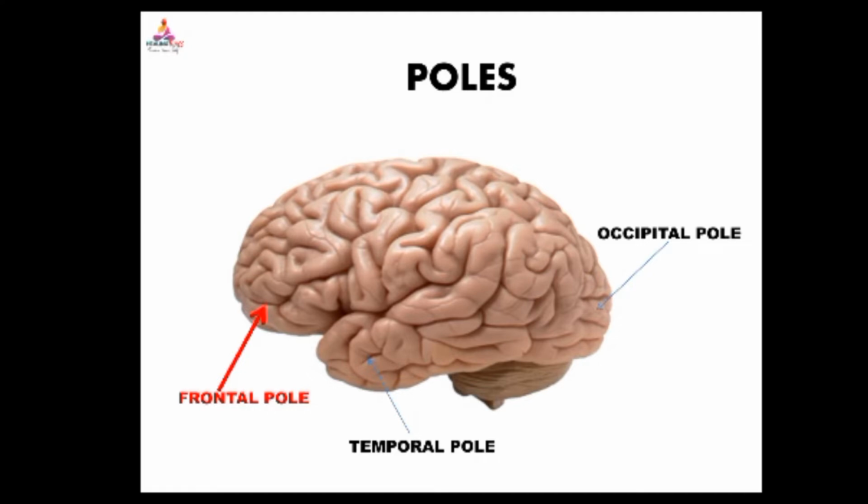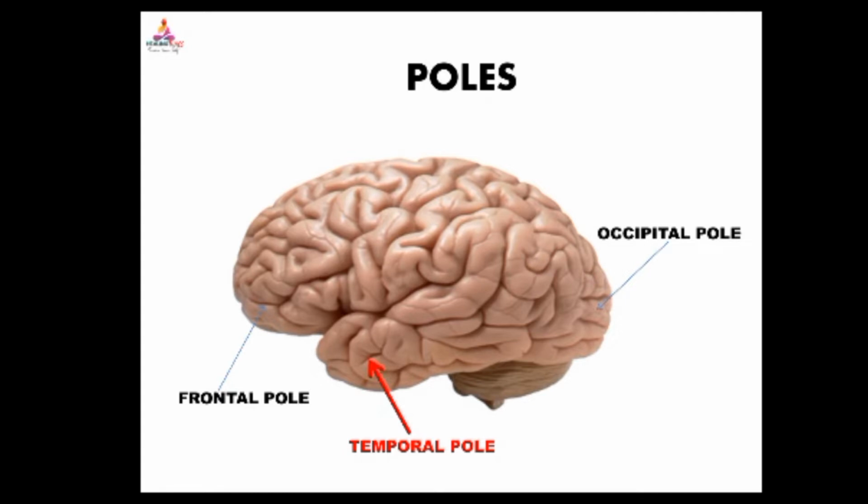The frontal pole at the anterior end of the hemisphere is more rounded than the occipital pole. It lies opposite the medial part of the superciliary arch. Next is the occipital pole. The occipital pole at the posterior end of the hemisphere is more pointed than the frontal pole. It lies at a short distance superolateral to the external occipital protuberance.